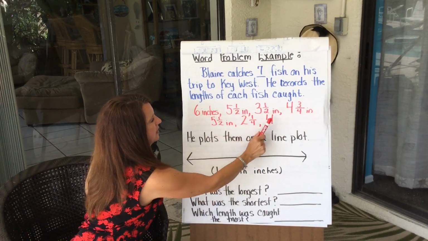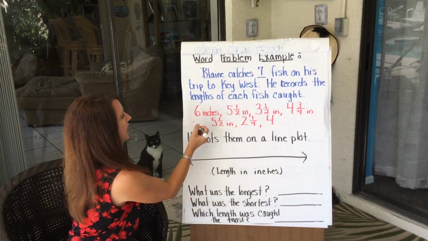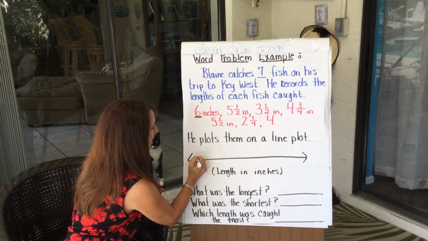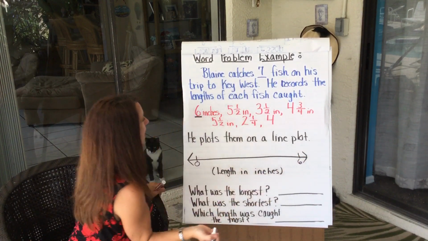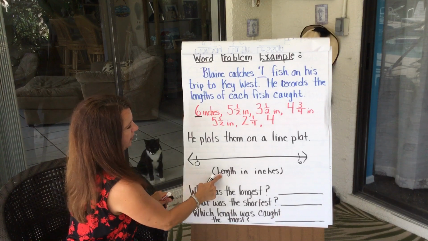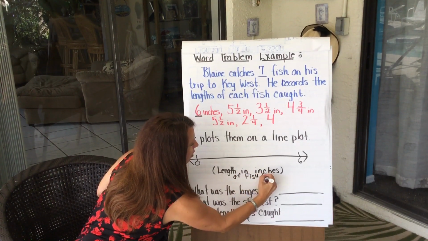But we have 7. 1, 2, 3, 4, 5, 6, 7. So what's our greatest? Our greatest number there is 6. So that means I'm going to start with 0 down here, and I'm going to put 6 over here. There isn't anything greater than 6. And again, length in inches of fish caught.